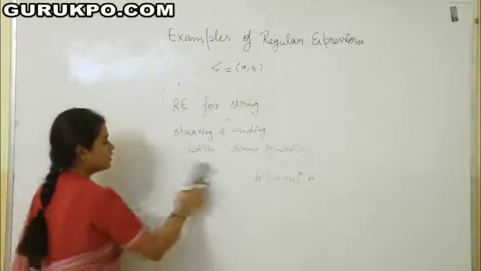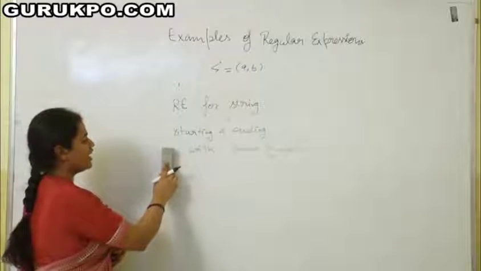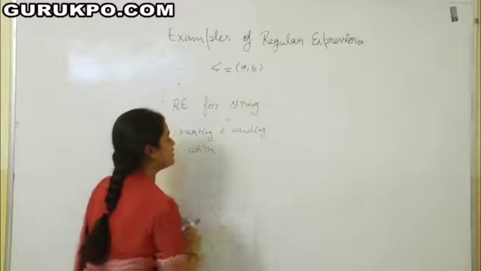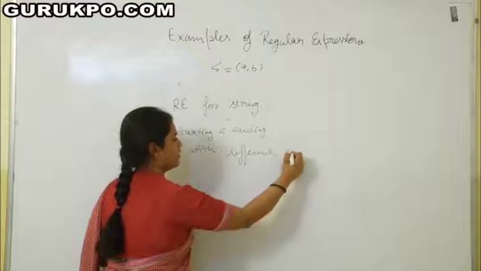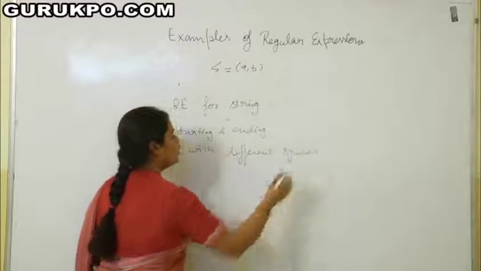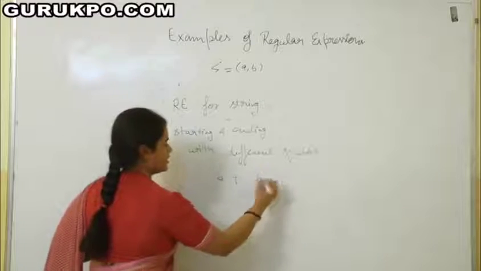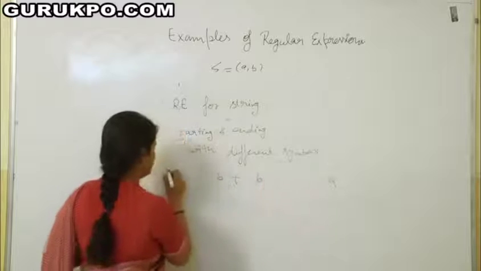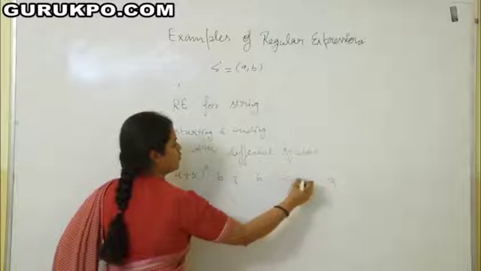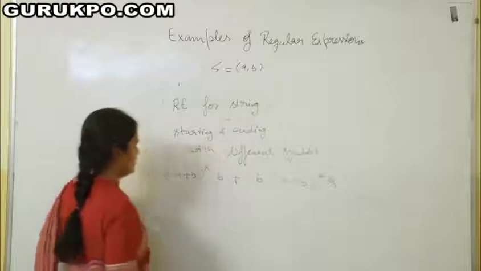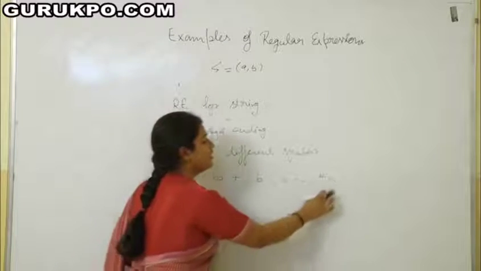Now, suppose you have to write the regular expression for the string starting and ending with different symbols. What you need to do is write starting with A and ending with B, plus starting with B and ending with A, and in between you can write everything which you want to write. In this way, the string will start with A and end with B, a different symbol, or start with B and end with A.